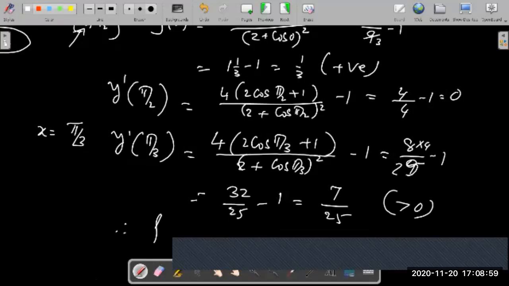So it's still greater than 0. Therefore, f of x is increasing in the interval 0 to pi by 2, like this. Okay.